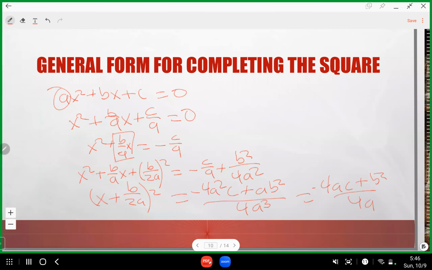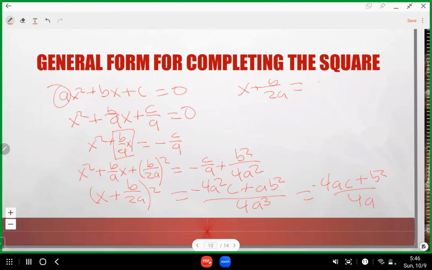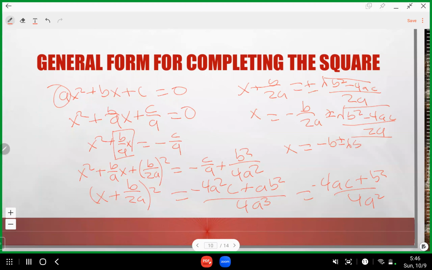And then you square root: x plus b over 2a is equal to plus or minus the square root of b squared minus 4ac over 2a. Okay? X is equal to negative b over 2a plus or minus the square root of b squared minus 4ac over 2a. X is equal to negative b plus or minus the square root of b squared minus 4ac over 2a. What is this? This is the quadratic formula, and we've proved the quadratic formula. How wonderful, with completing the square. That is how you prove the quadratic formula.